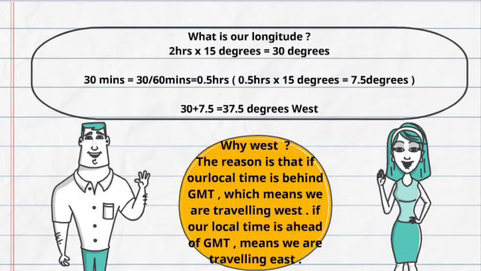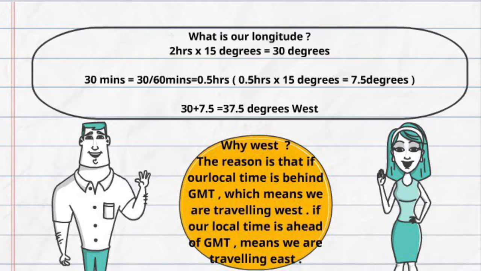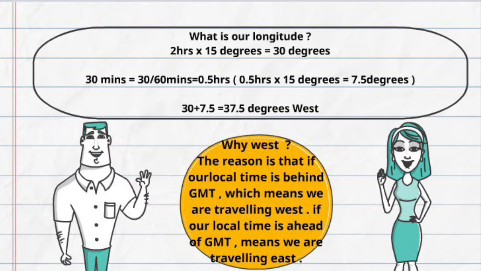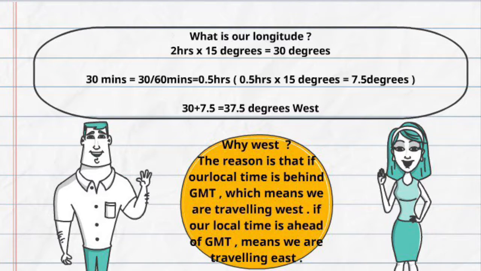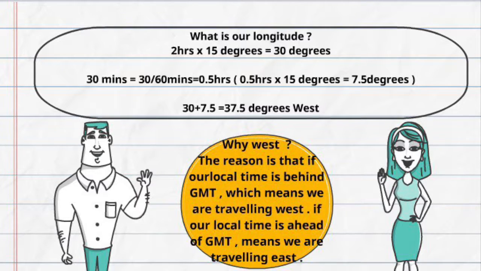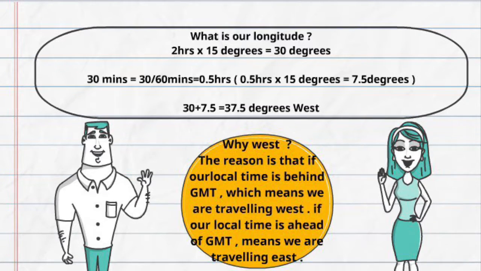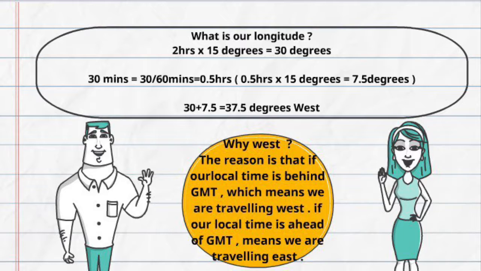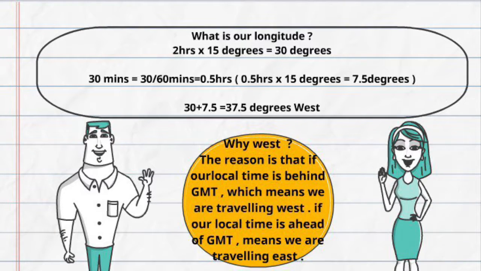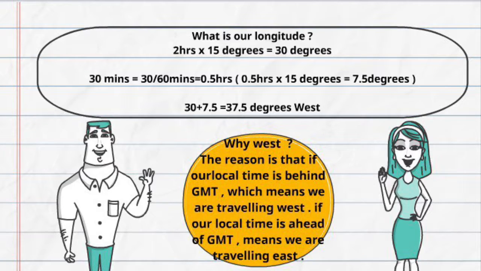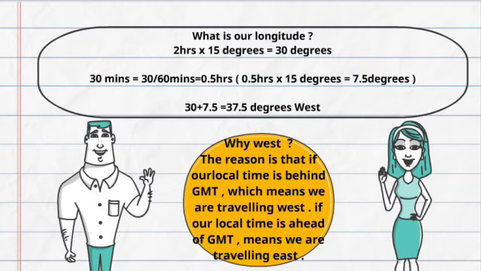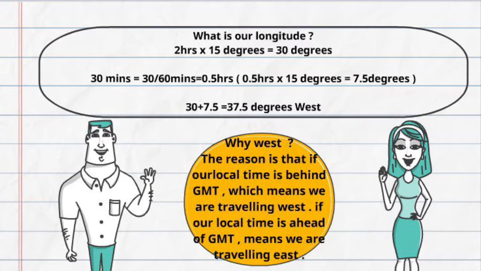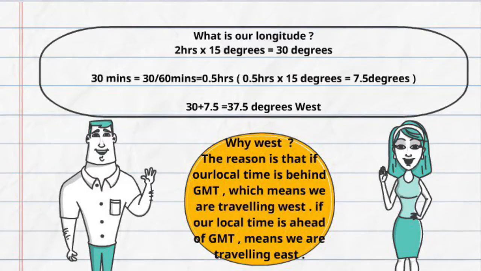So what is our longitude? First, you multiply the 2 hours by 15 degrees, you get 30 degrees. Secondly, your 30 minutes divided by 60 minutes equals 0.5 hours, and then your 0.5 hours times 15 degrees, you get 7.5 degrees. You add up both these values, which is 30 plus 7.5, you get 37.5 degrees west. And why west? It is because if our local time is behind GMT, it means we are traveling west. If our local time is ahead of GMT, it means we are traveling east.